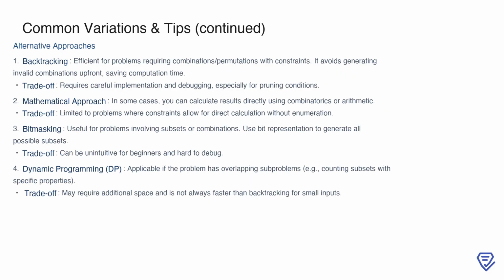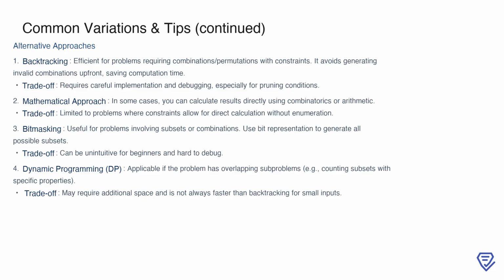There are also alternative approaches to solving problems like this, each with its own advantages and trade-offs. Backtracking is a highly efficient method for generating combinations or permutations with constraints. It works by pruning invalid combinations upfront, which saves computation time. However, backtracking requires careful implementation, as debugging the pruning conditions can be tricky. Another option is the mathematical approach, where you calculate results directly using combinatorics or arithmetic. This method can be very efficient when the constraints allow for it, but it's not always applicable, especially if enumeration is necessary to meet the problem's requirements.